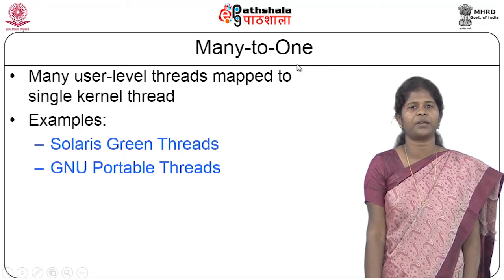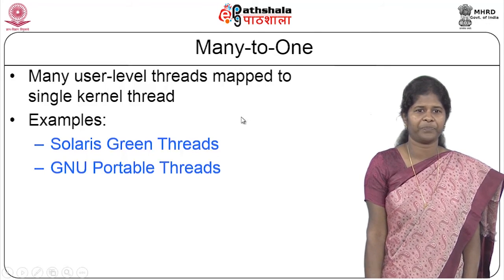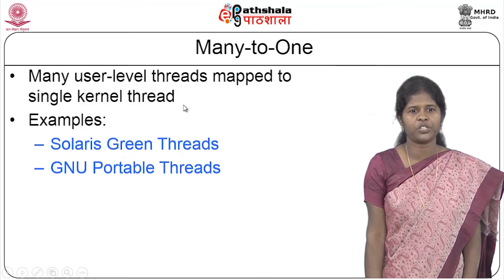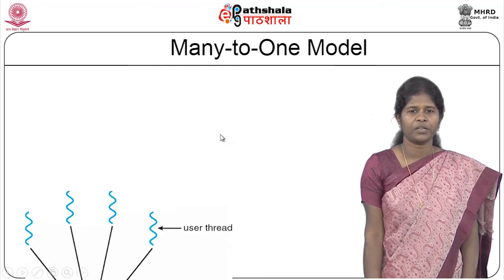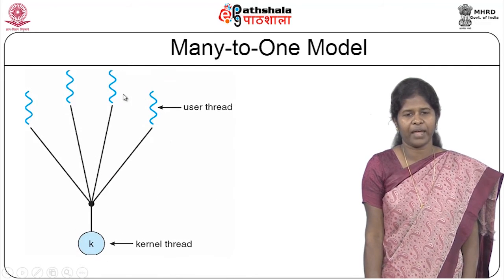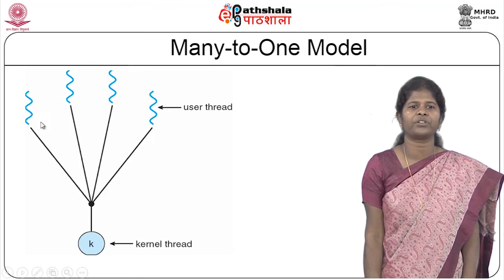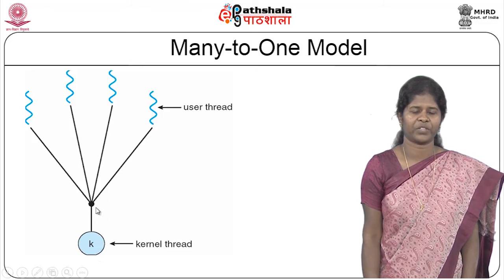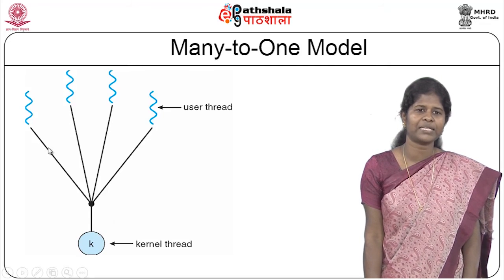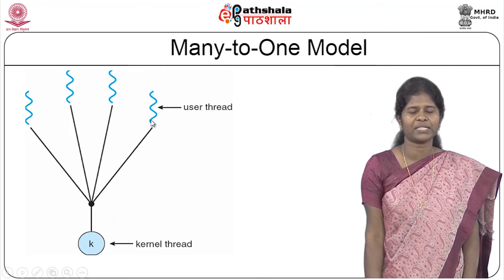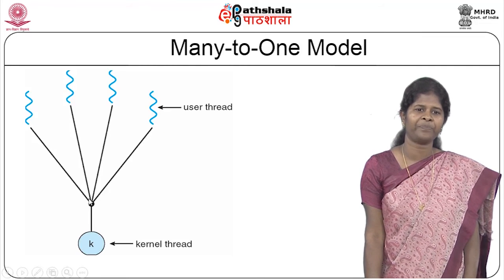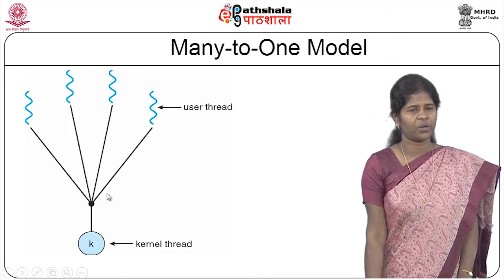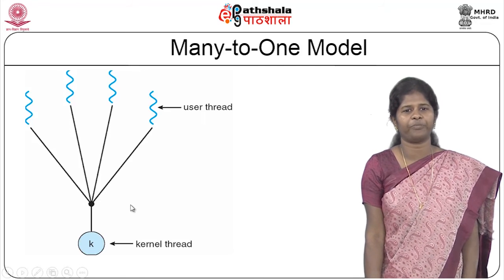The first one is the many-to-one multi-threading model. In the many-to-one model, many user level threads are mapped onto a single kernel thread. So, look at this diagram. You find that there are a number of user threads and all are being mapped onto a single kernel thread. So, concurrency is limited here: even though all can execute in parallel or concurrently, finally there is only one kernel thread which does the final execution. So, concurrency is limited in the case of the many-to-one model.